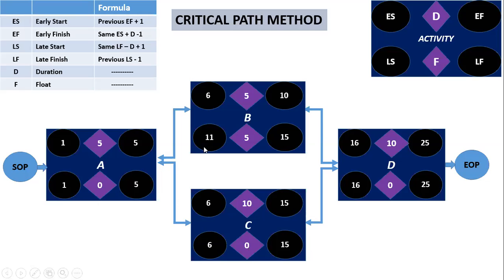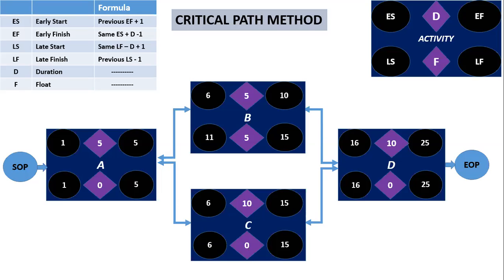What is the late start of activity B? 15 minus 5 plus 1. Yes, 15 minus 5 is equal to 10 plus 1 is equal to 11. Then what is the late start of activity C? 15 minus 10 plus 1. Yes, 15 minus 10 is equal to 5 plus 1 is equal to 6. Great. We have completed 75% of the project now.